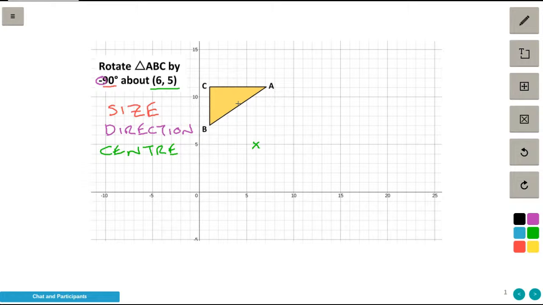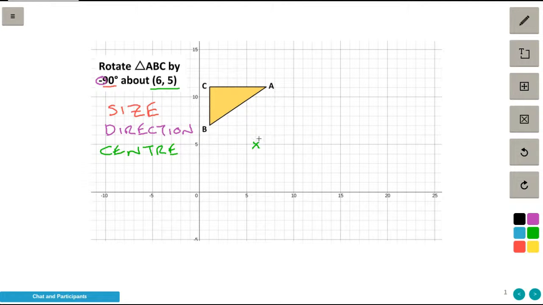So scrap that, because that doesn't mean anything, and start again with this. And then the other key piece of information there is the direction, because our quarter turn can either go in a clockwise direction or it could go in a counterclockwise direction.